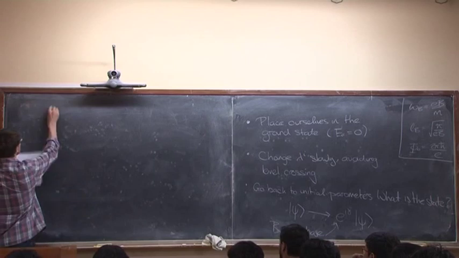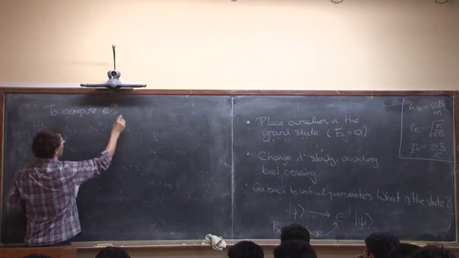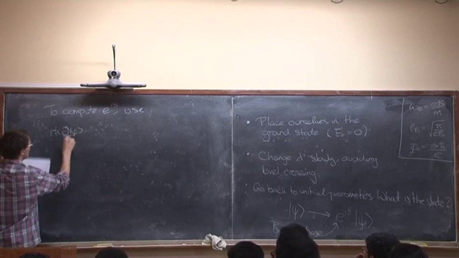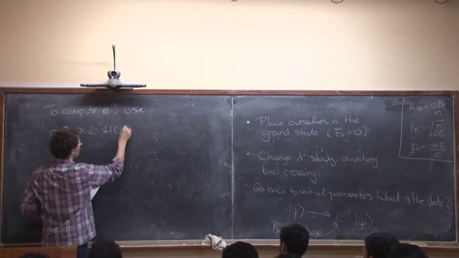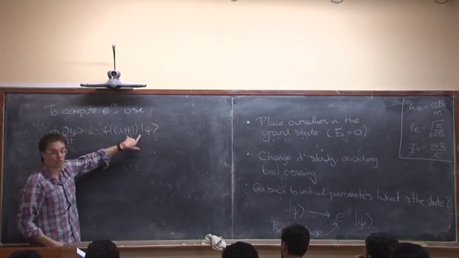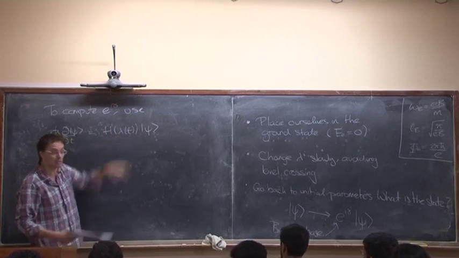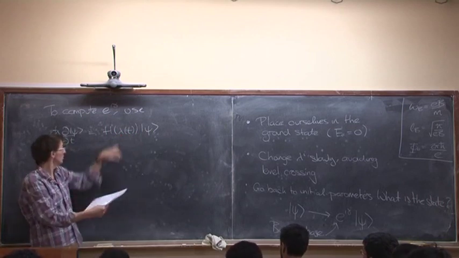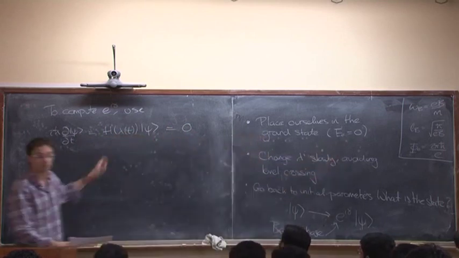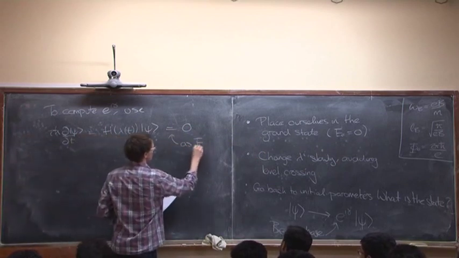Okay, so let's see how to compute it. To compute gamma, we're just going to use the Schrödinger equation. The Schrödinger equation, of course, tells us how the state changes with time. The Hamiltonian changes with time precisely because we're fiddling with the dials, so lambda changes with time. But because we've set the energy to zero, this just matches. This is true because we placed ourselves in the ground state.